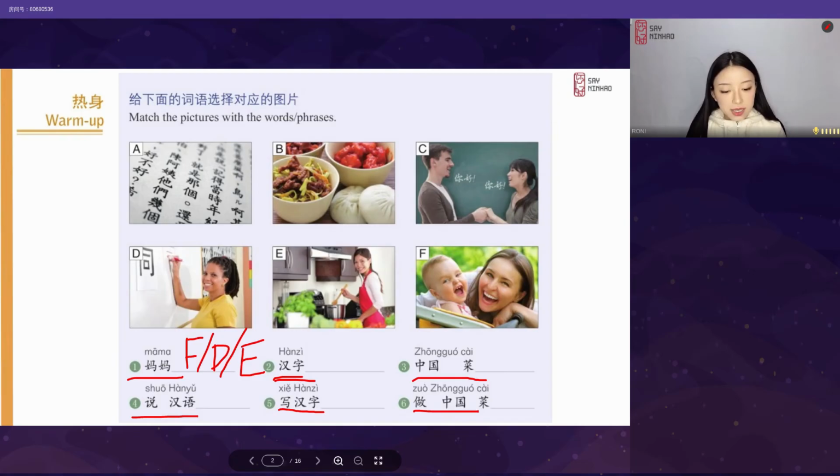Which one is 汉字? A, obviously. And which one? D. She is writing. Okay, she is writing. Next one, 中国菜. Which one is? B. B is 中国菜. Next, 说汉语. Speak Chinese. Yes. C. They're saying 你好 to each other. And next one, 写汉字 is D, obviously, and 做中国菜 is E, cooking.